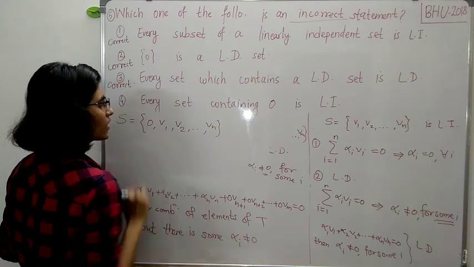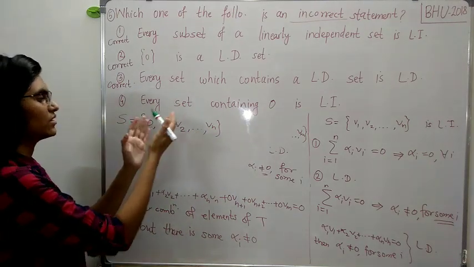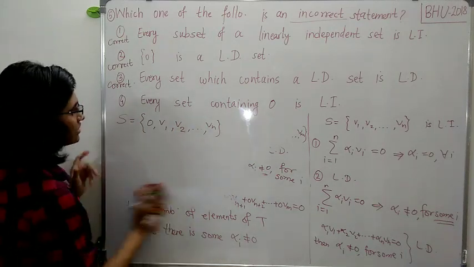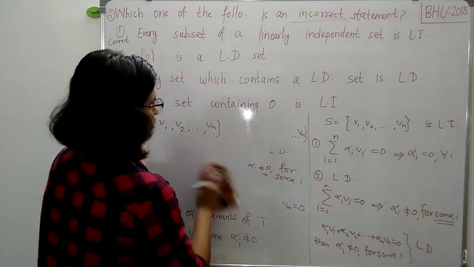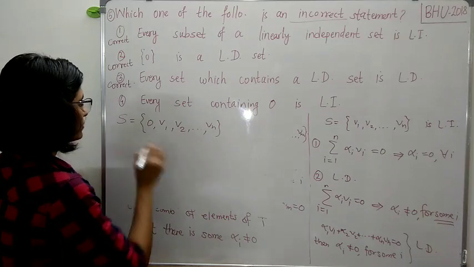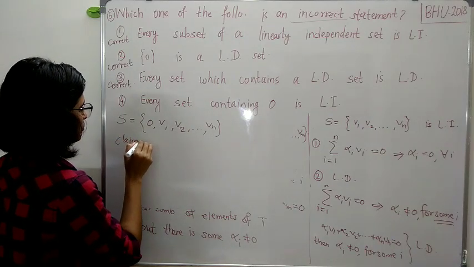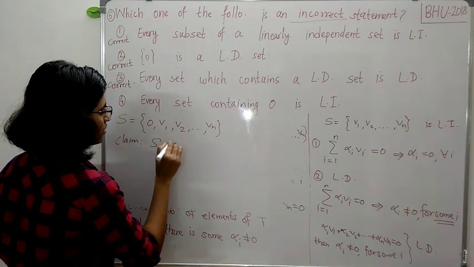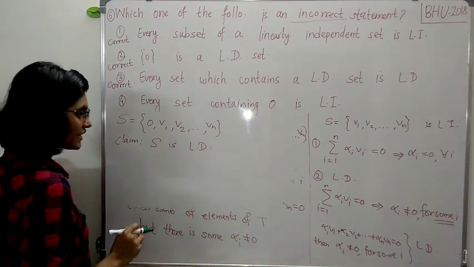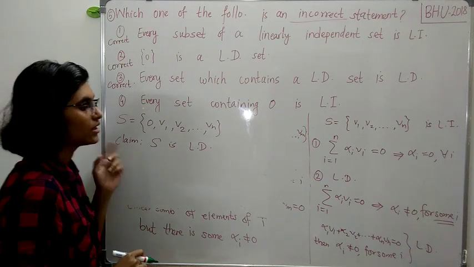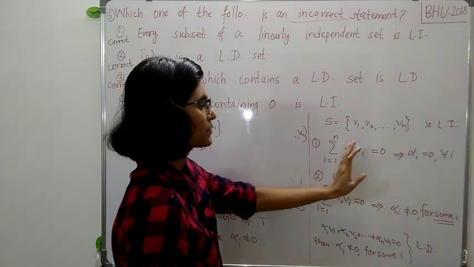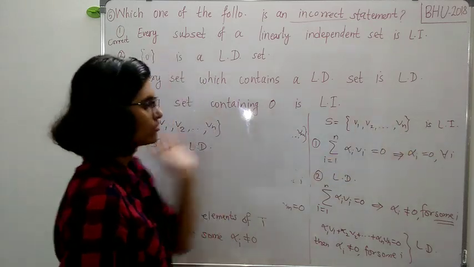So this set S, which contains 0, now we just have to prove that this is incorrect, right? So we need to prove that this is linearly dependent. So our claim is just to prove that S is linearly dependent. So what is the definition of a linearly dependent set? Whenever we have this scalar combination equal to 0, then all the scalars must be equal to 0.